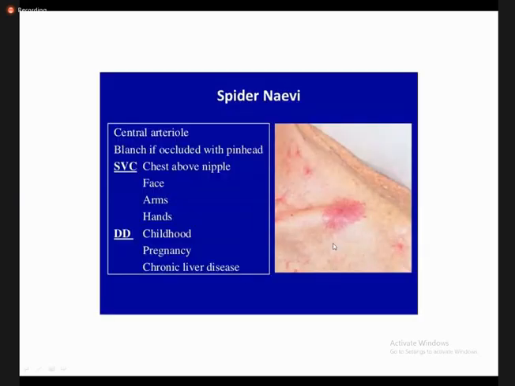These are a few of the pictures I will show, which I was discussing: spider nevi. These are the small arterioles radiating from the center, and they blanch if occluded with a pinhead. If you apply pressure with your thumb, this lesion will blanch, and then if you remove your thumb, this will reappear. So this indicates the patient can have liver disease.